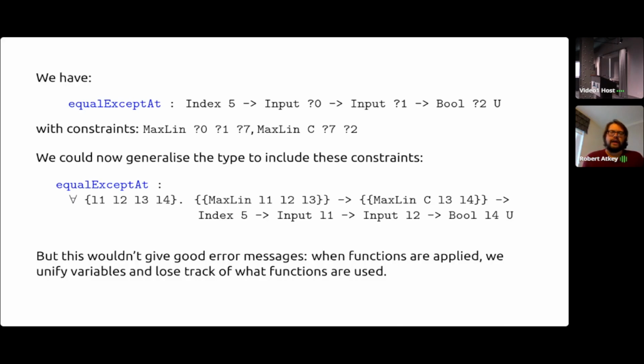However, this wouldn't give very good error messages, because when the functions are applied, we unify the variables and we lose track of what functions are actually used. And we want to tell the user, if they do mix quantifiers, exactly where this happened. And what we're actually going to do is track provenance through the type check, through the constraint generation process.